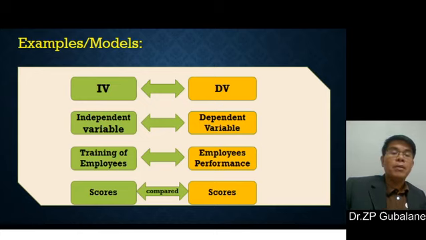Another popular model is the IV-DV model. IV stands for independent variable. As the word itself says, an independent variable is a kind of variable that can stand alone without depending on another variable. Now, the dependent variable on the right side refers to variables that are dependent on other variables. For this variable to move or to function, it requires another variable.